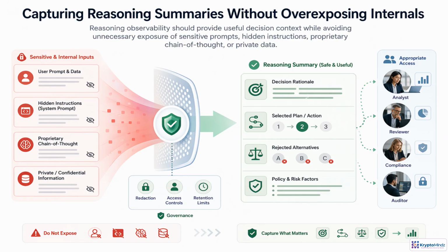The goal is not to record every thought the model could have produced. It is to preserve enough context for oversight: capture a concise rationale, the plan the system chose, important alternatives it rejected, and any policy or risk factors that shape the decision. At the same time, keep hidden instructions, secrets, proprietary reasoning, and private user data out of routine logs. Use redaction, role-based access, and short retention windows. Good observability answers: why was this action taken? Without turning the log into a new source of exposure.